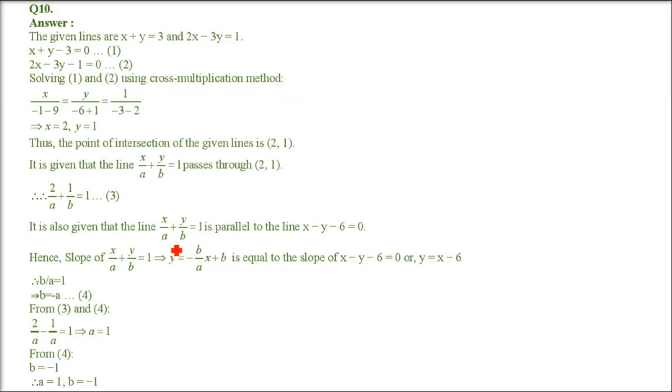The straight line is already given in the form x by a plus y by b equals 1. And this is parallel to the line given by x minus y minus 6. Now it is parallel, so we can get the slope from here, because these two lines are parallel. So the slopes of these two lines will be equal. So x minus y minus 6 equals 0.